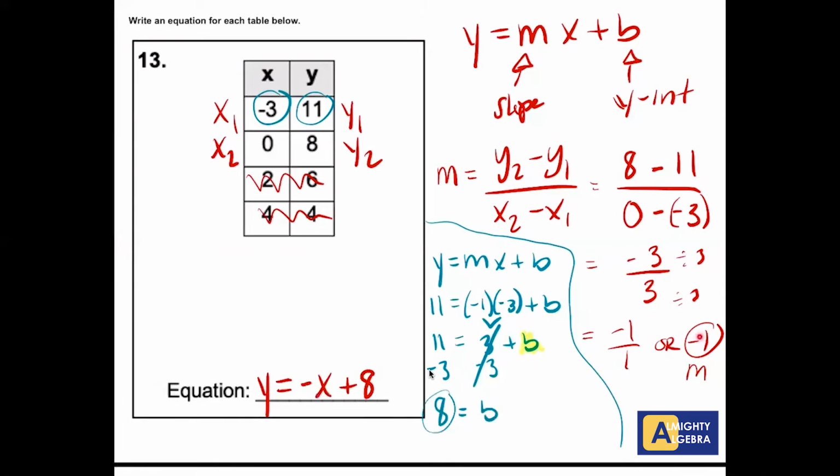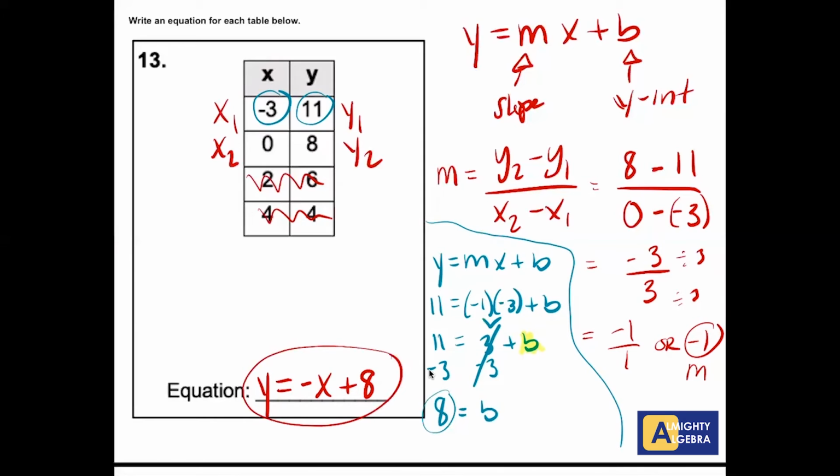The slope was negative 1. So you can put a 1 in here, but when there's a 1 in front of the variable, it's invisible. So we just write negative x, not negative 1x. Just like you wouldn't write 1x, you would just write x. So the final answer is y equals negative x plus 8.